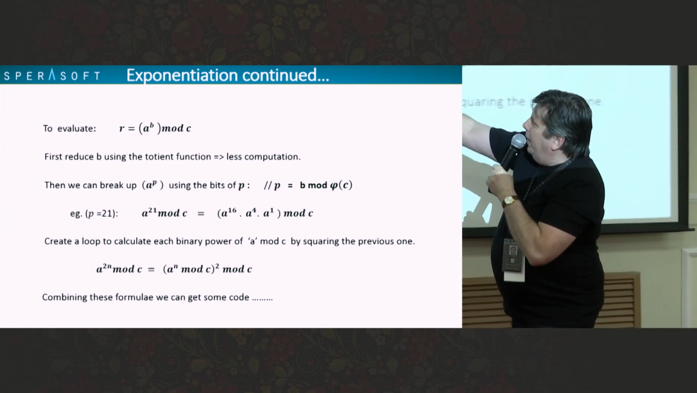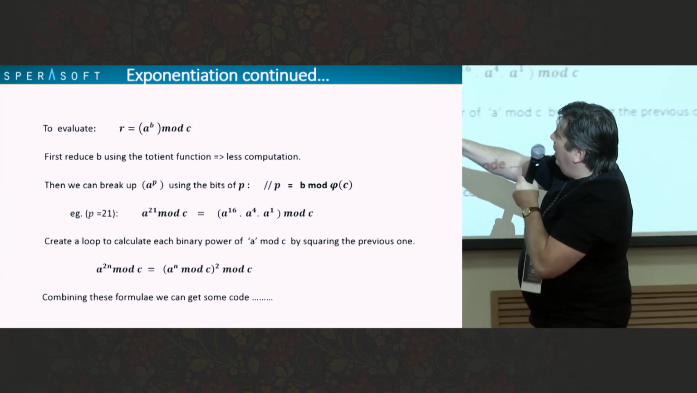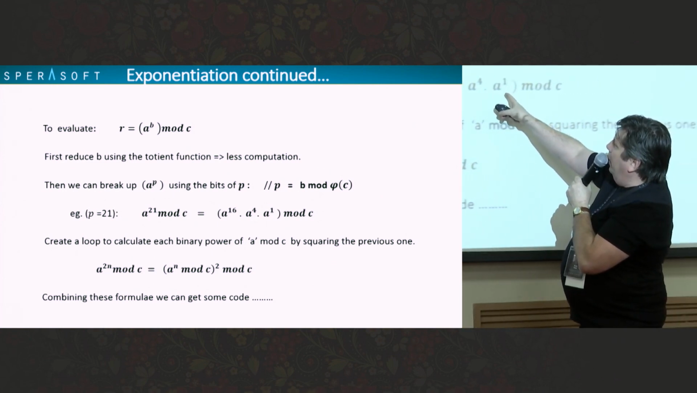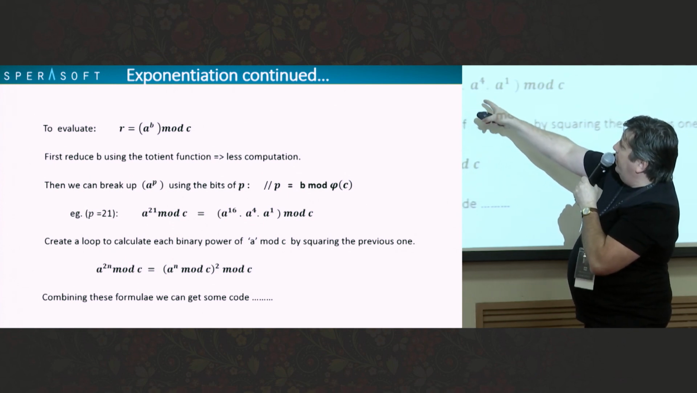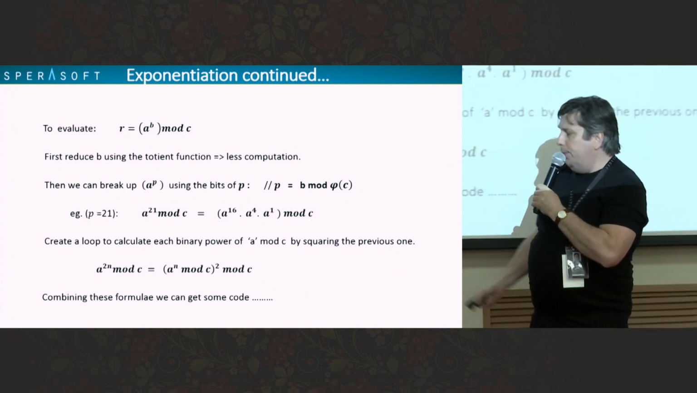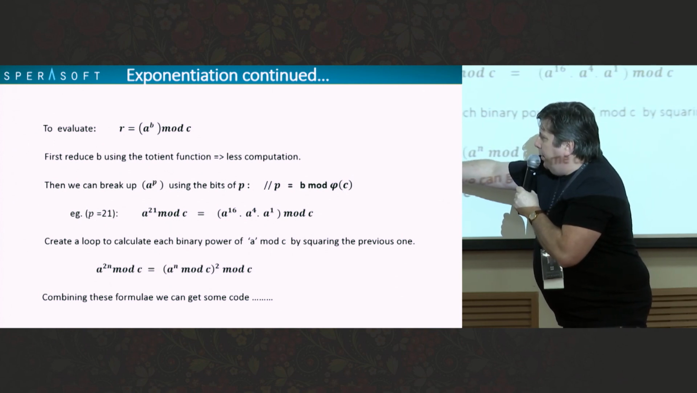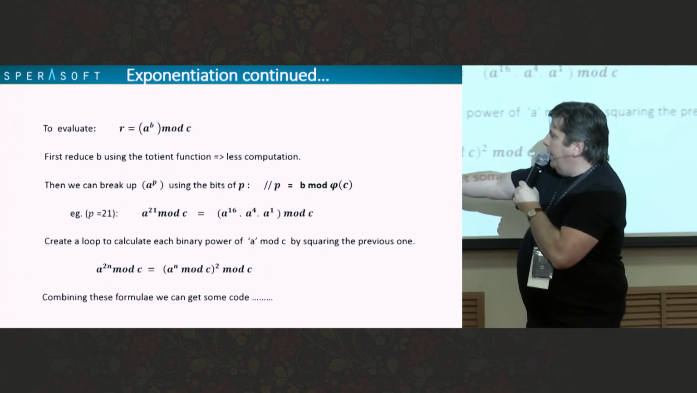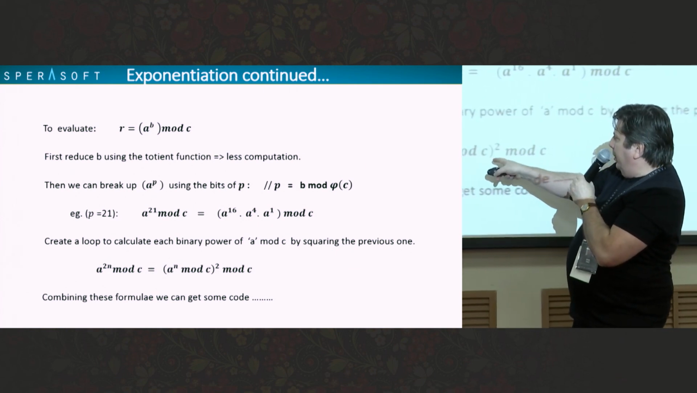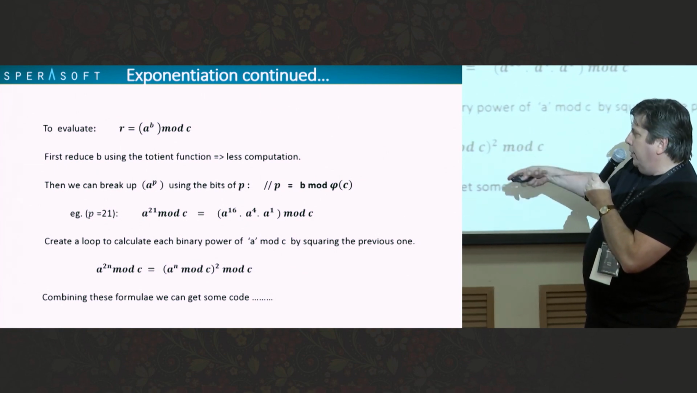So if we imagine we have a to the p, we break a particular power of p into its individual component bits. So a^21 mod c is a^16, a^4, a^1, all mod c. Then we use the two relationships I put up before. We calculate that a to the 2n mod c can be computed in terms of a to the n mod c. So this immediately says I can do this in a loop, iteratively.